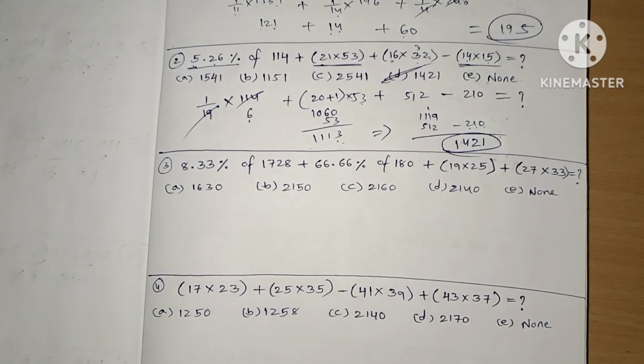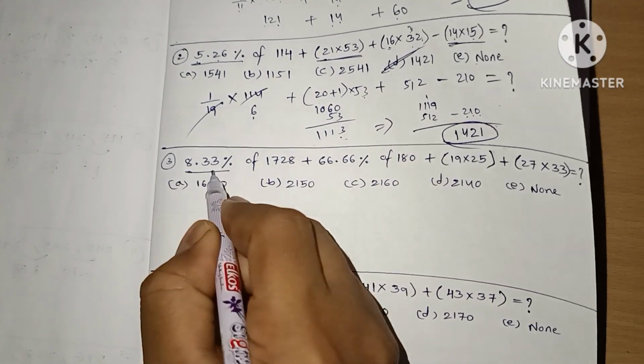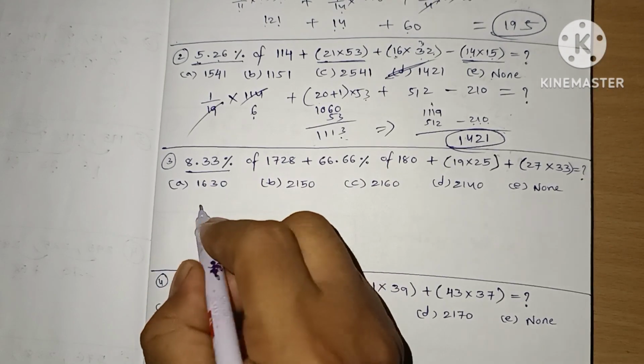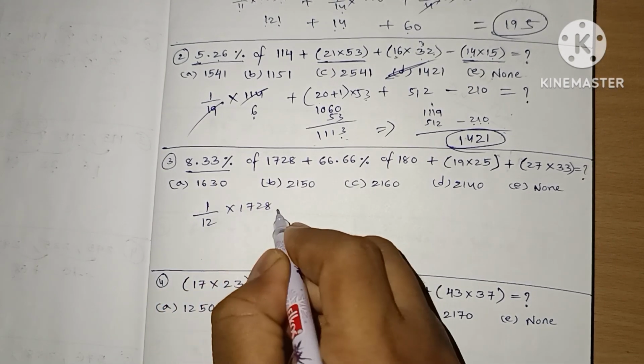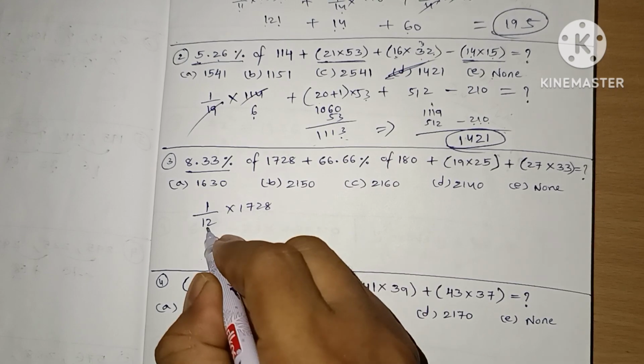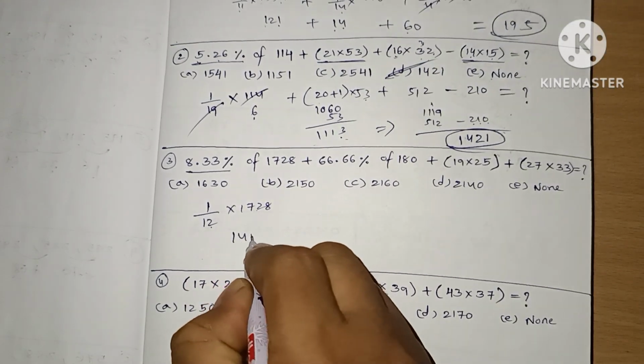Next, third question. In this one we need to know the fraction value of this one. 8.33 percentage, the fraction value is 1 by 12 into 1728. 1728 is nothing but 12 cube. 12 cube divided by 12 will be 12 square. 12 square will be 144.